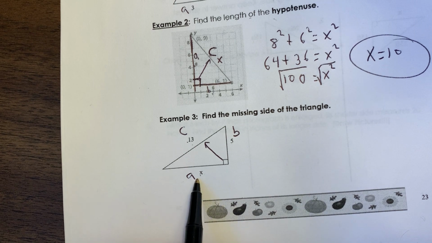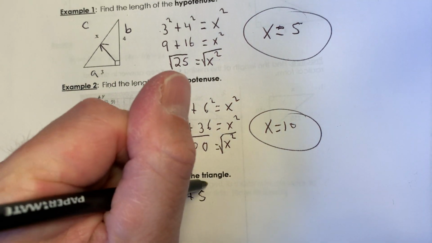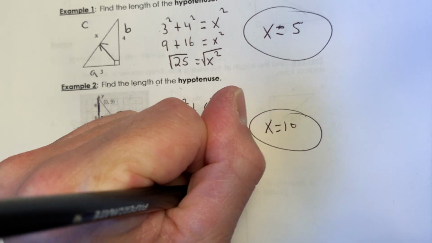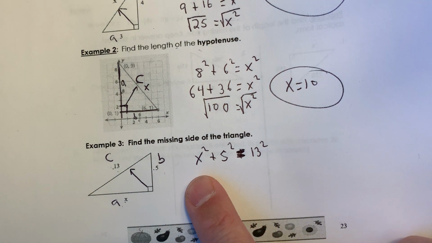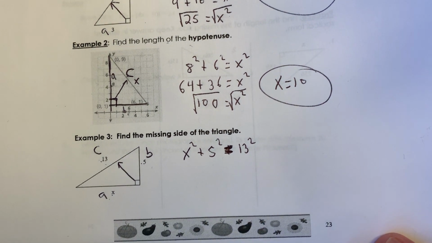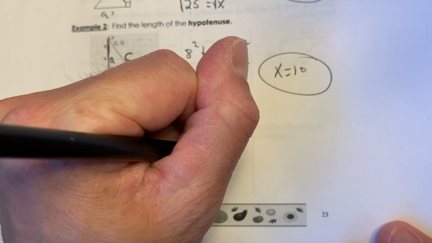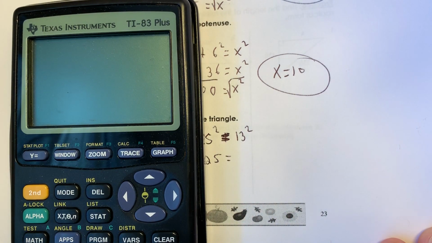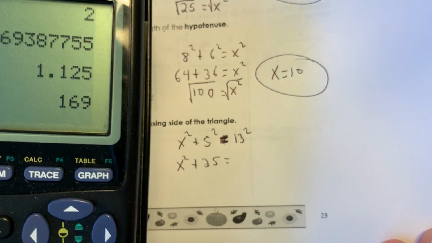Remember, it goes A squared plus B squared equals C squared. That means in this case, it's going to be x squared plus 5 squared equals 13 squared. All right. Can't square x. 5 squared is 25. Anybody know what 13 squared is? If you don't, take your calculator out. 13 squared. It's 169.